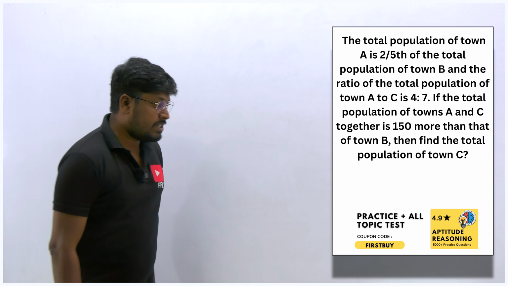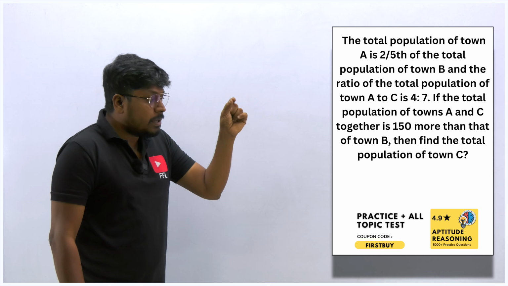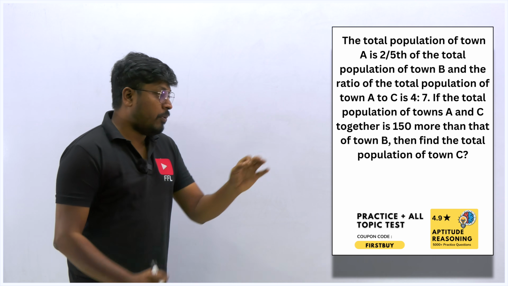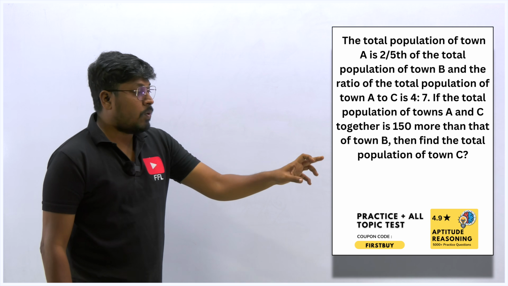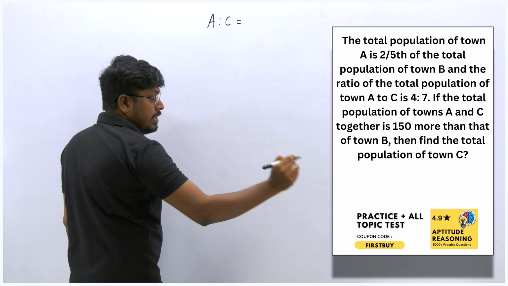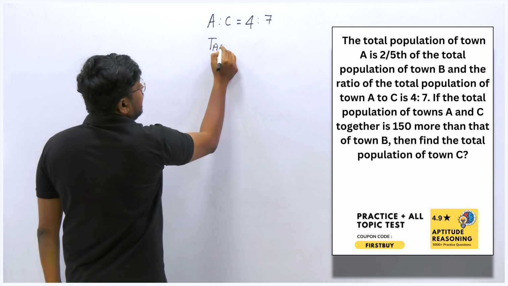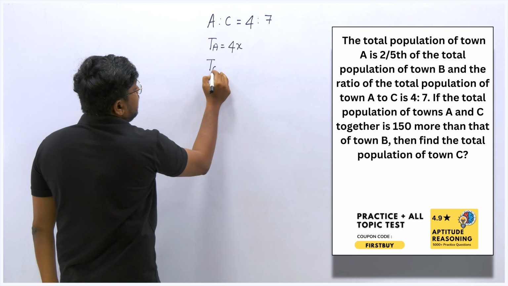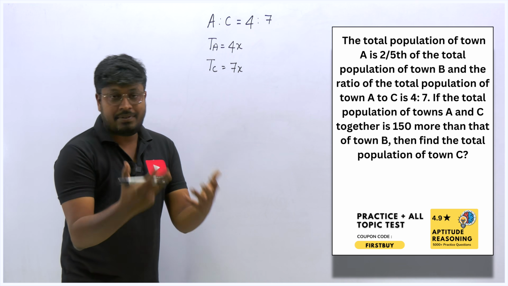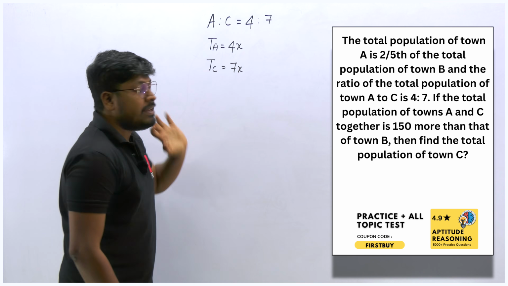Now let me move on to the first point. They have said the population of town A is 2/5 of the population of town B. So they are comparing the populations of town A and town B. The second point, the ratio of the total population of town A and C is 4:7. They have given one ratio value, A:C, which is 4:7. So we can easily take the total population of town A as 4x and the total population of town C as 7x. Yes or no? Because the value is directly given in the question.